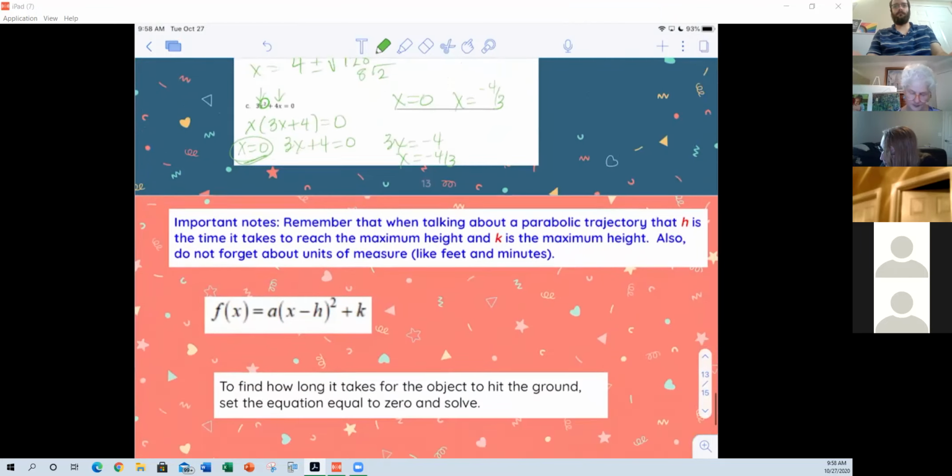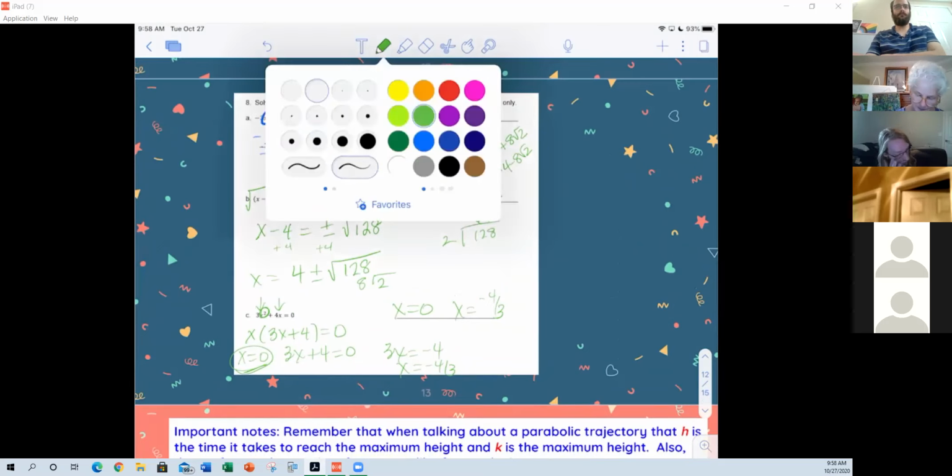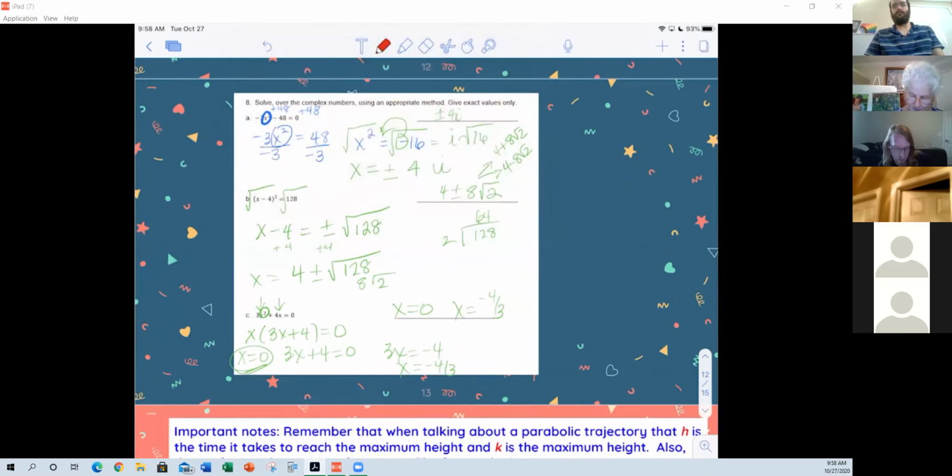What if on B you used different factors? What if you didn't use the biggest factor of 64 and 2? Would it be wrong? So what did you do? Like, what if you used 16 and 8 and then you made the 16 the perfect square? So what was your final answer? 4 plus or minus 4 square root 8.